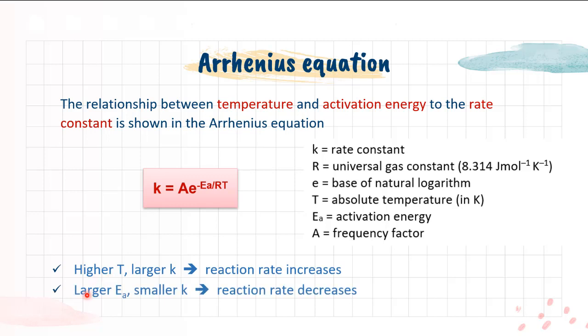This makes sense because at higher temperature, we expect a faster reaction rate. Next is the relationship between activation energy and the rate constant. The larger the activation energy, the more energy you require to overcome so that the reaction can happen. So larger activation energy results in a smaller rate constant, which means a lower reaction rate, or the rate of reaction decreases. So bear in mind the relationship between these two factors. Besides temperature, activation energy can also affect your rate constant.